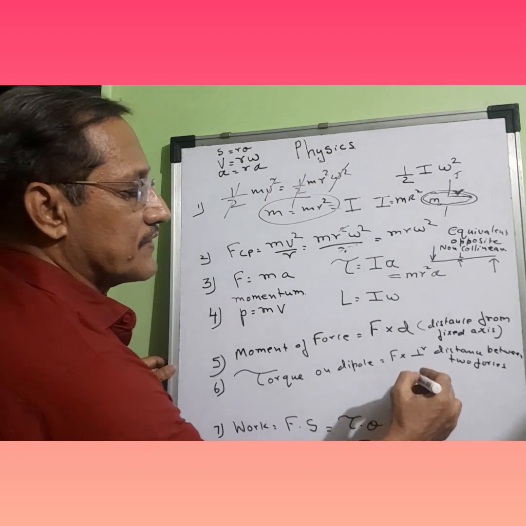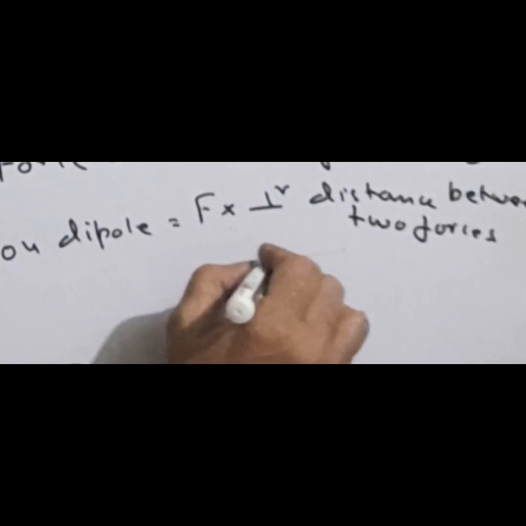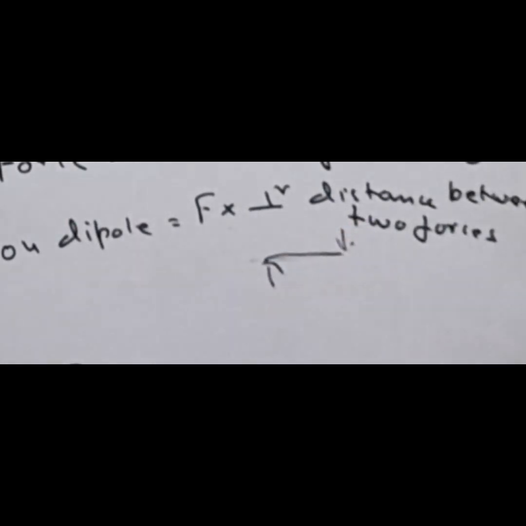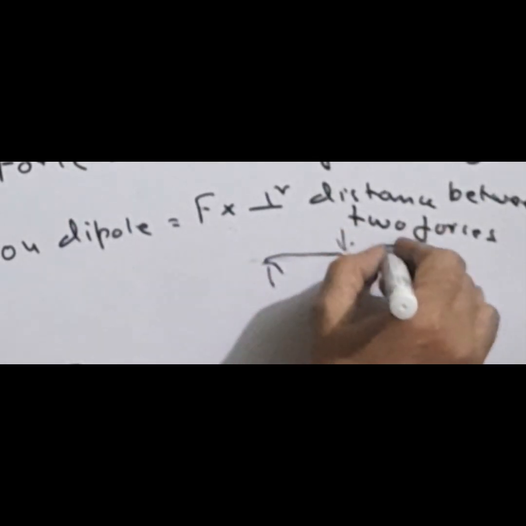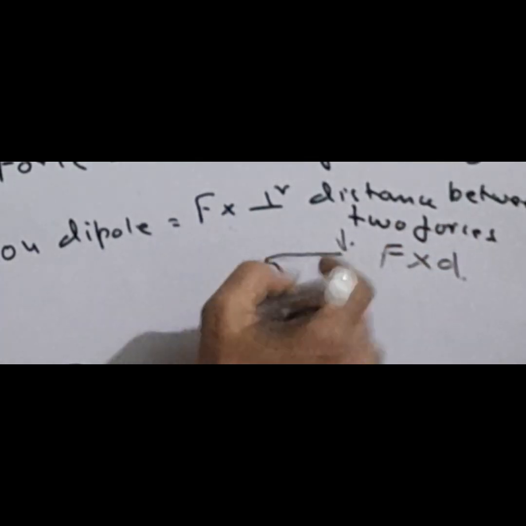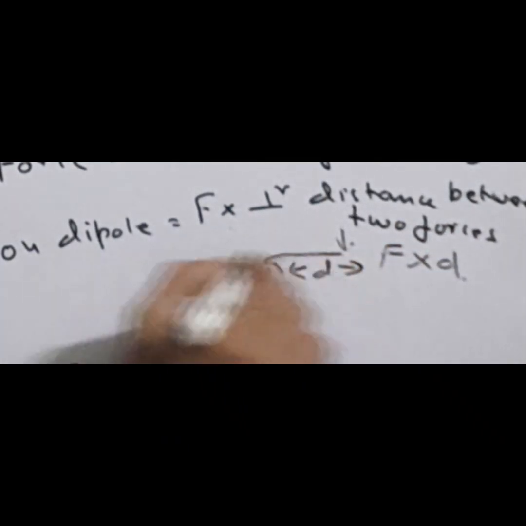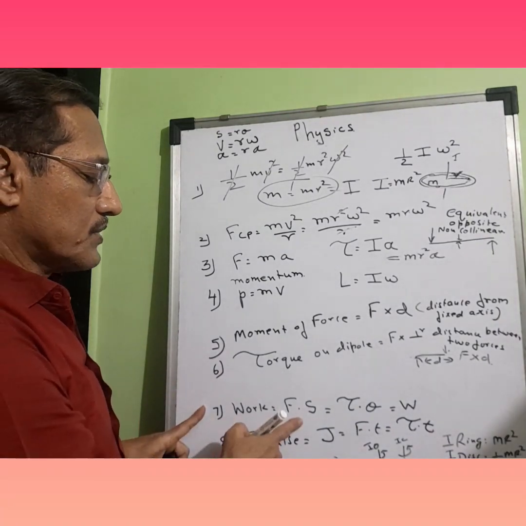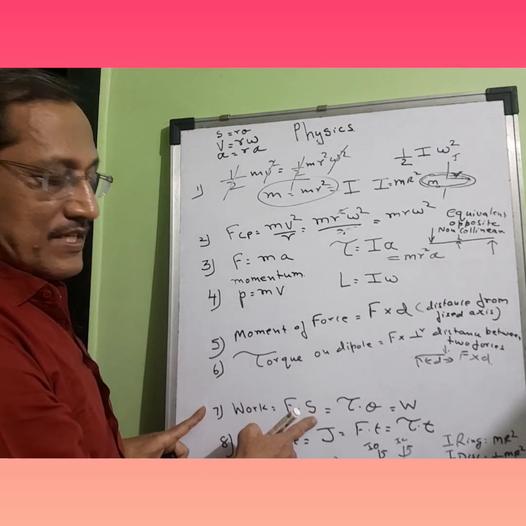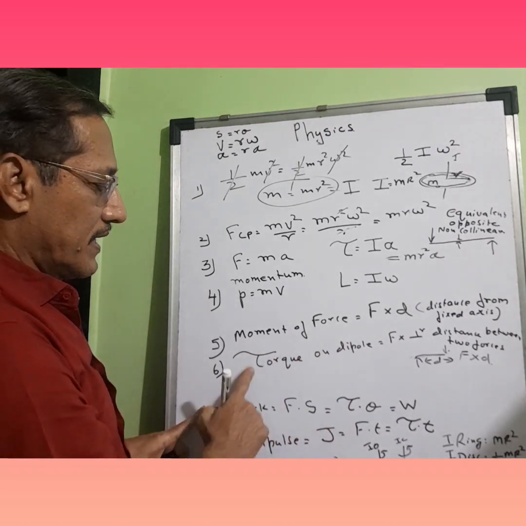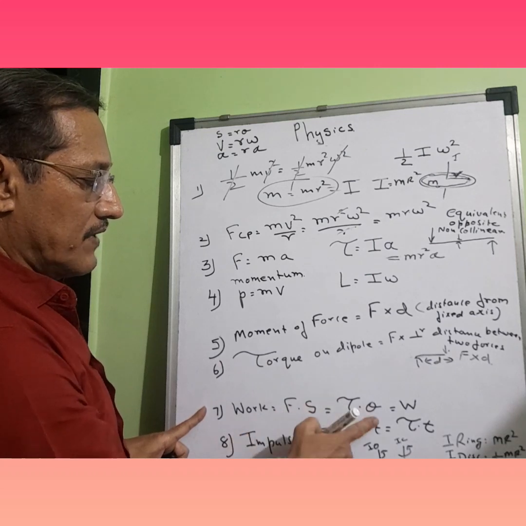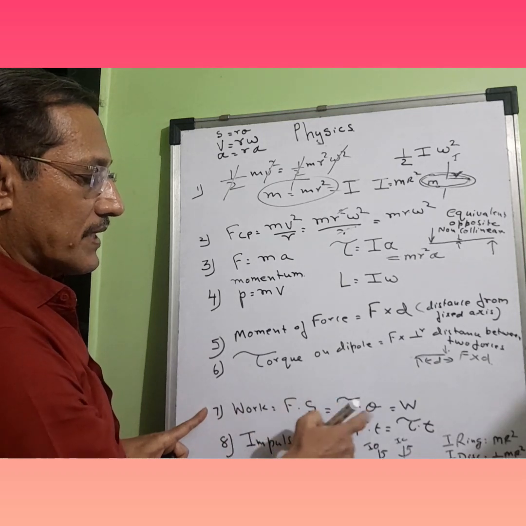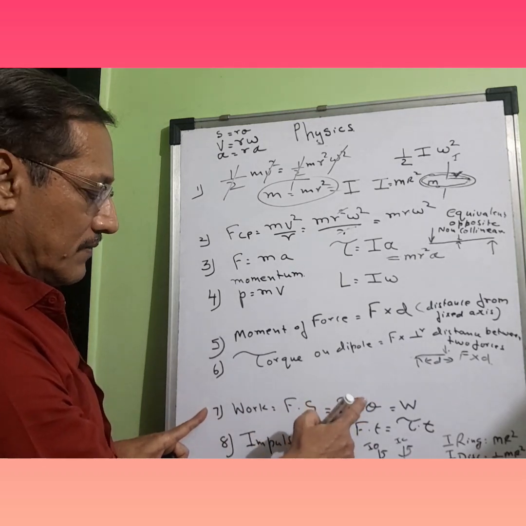Now suppose torque has been applied. If torque is applied, it is force into the distance. Now when we come to work, it is force into displacement, we know that. So instead of force we can have torque, and instead of S we can have theta. So that is what work is. This is work in linear, this is work in rotational, or angular.